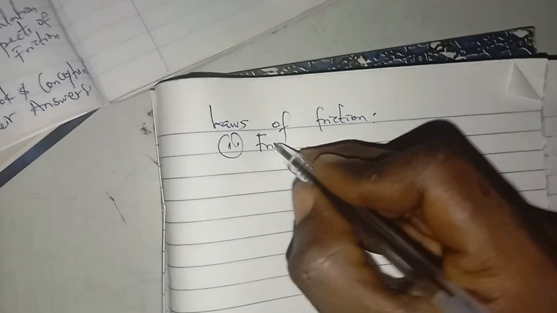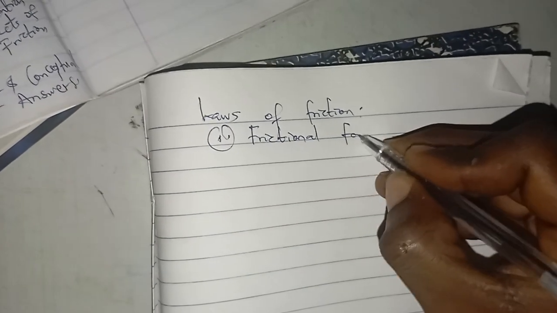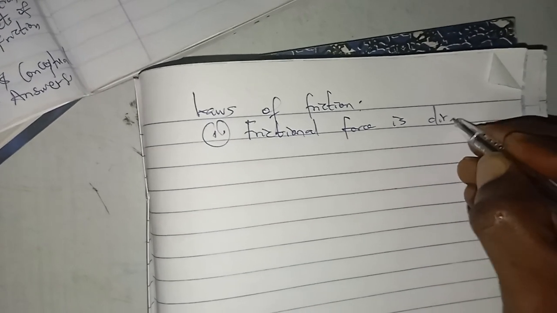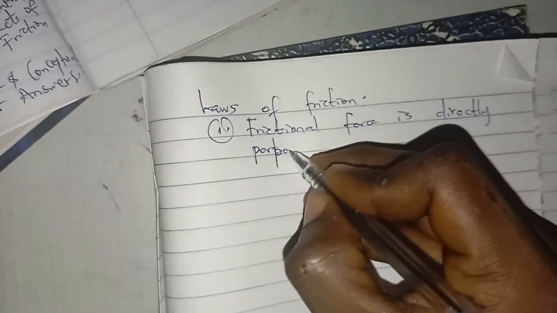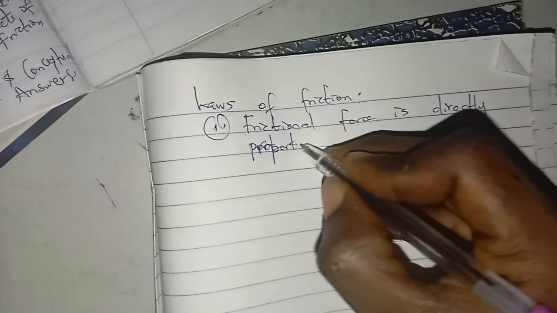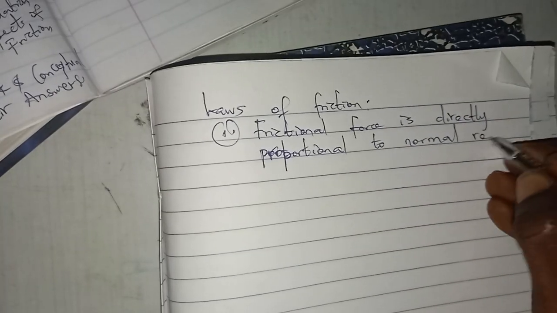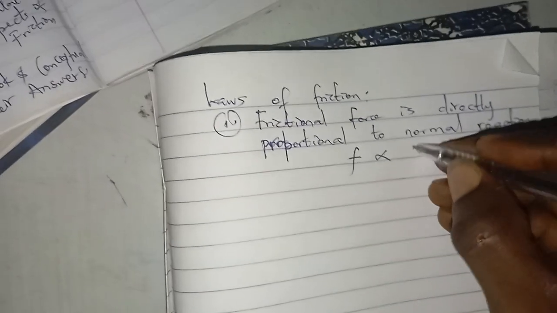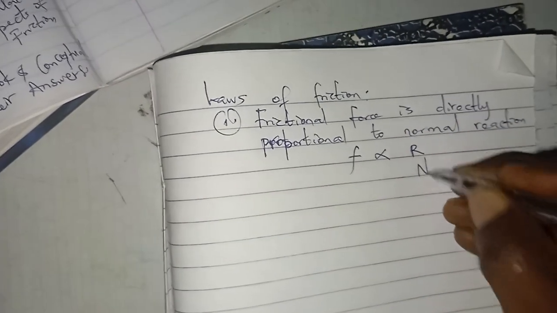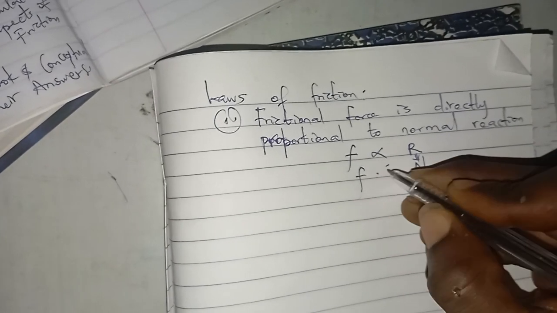Laws of friction. The first one is that frictional force is directly proportional to normal reaction. So this is why I did not introduce these formulas. So if this is frictional force, it is directly proportional to normal reaction. And I always use N for my normal reaction. I hate using this R. So F, small f for friction.